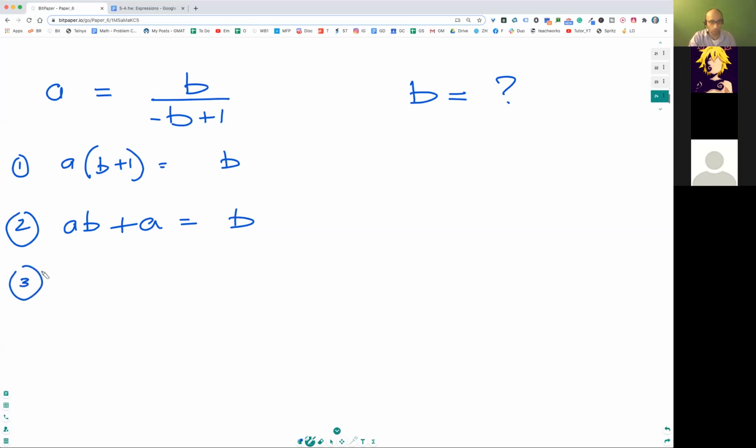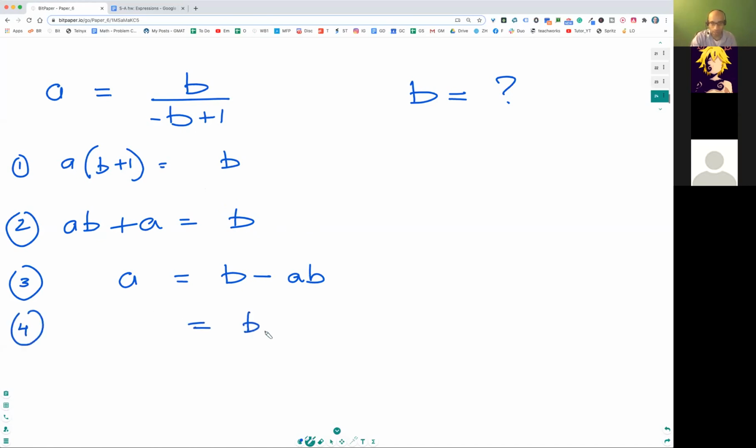Now, the third step, folks, is to bring this to the other side. So you're going to do A is equal to B minus AB. Why are we doing this? We are grouping all of the terms that have a B in it. This has a B here, this has a B. So you're grouping them together. And then the fourth step is factoring it.